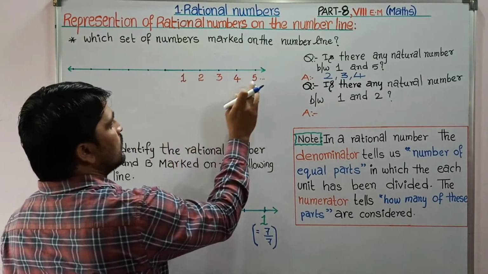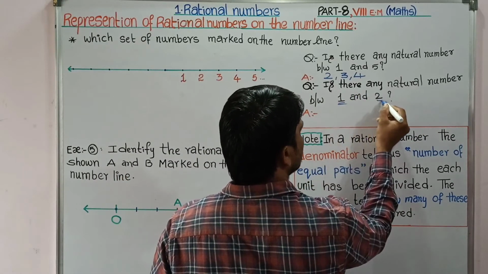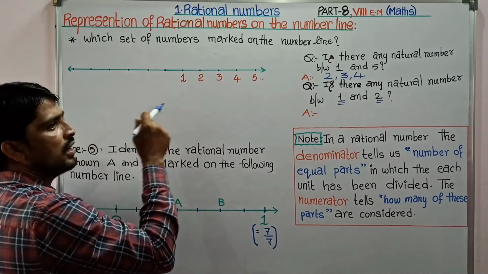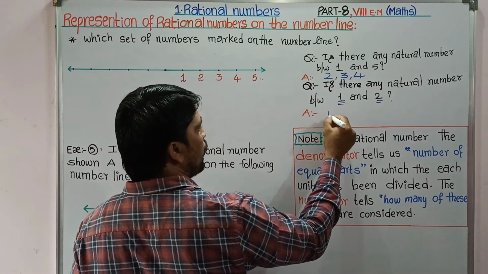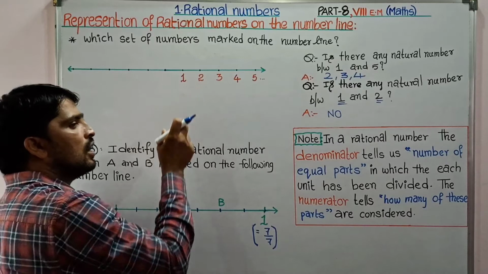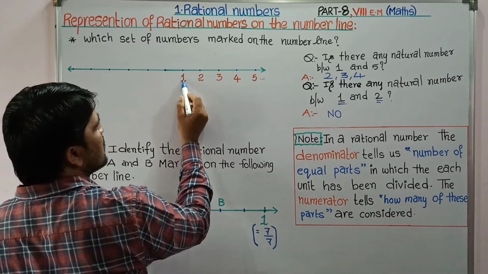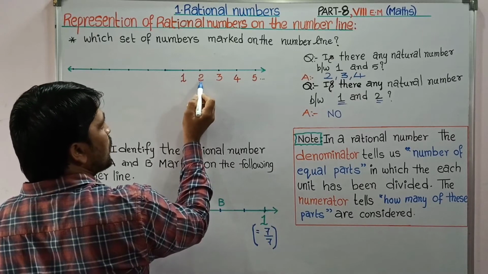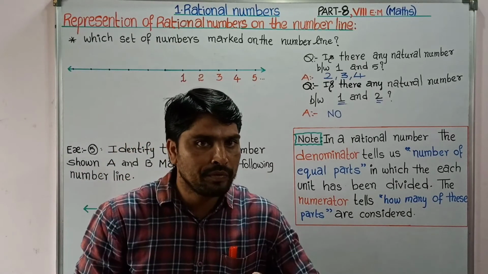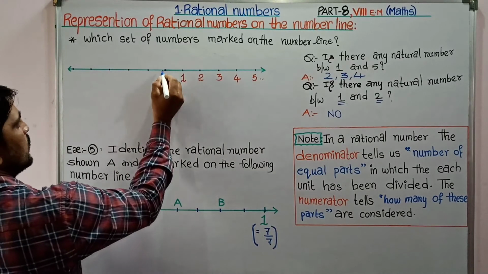Now, the next question is, is there any natural number between 1 and 2? Between 1 and 2, there is no natural number on the number line. So the answer is no. There are no natural numbers between two consecutive natural numbers. Why? Because the natural number succeeding 1 is 2 and the natural number preceding 2 is 1. So there is no natural number between two consecutive natural numbers.